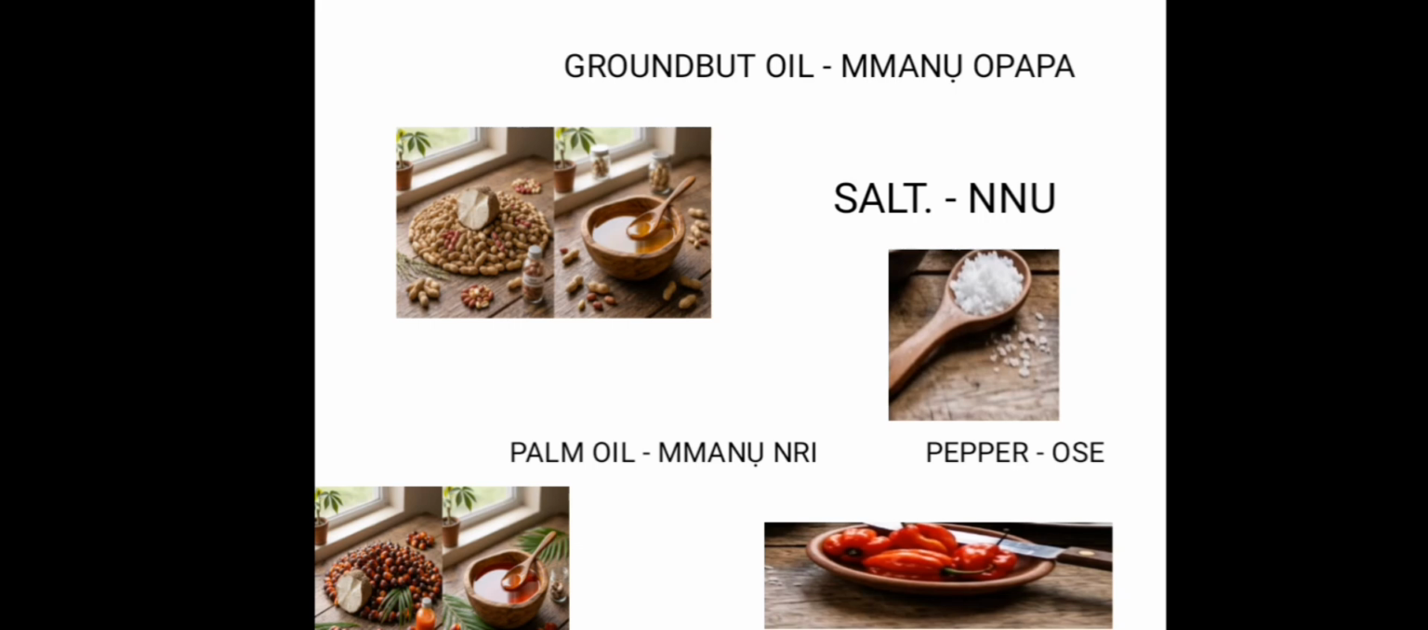Again. Good job. Now we have palm oil. And palm oil in Igbo is called manuri. Manuri. Good job. The next thing we have is vegetable oil, or as obtainable in Nigeria, groundnut oil. It's called manu apapa. Manu apapa.